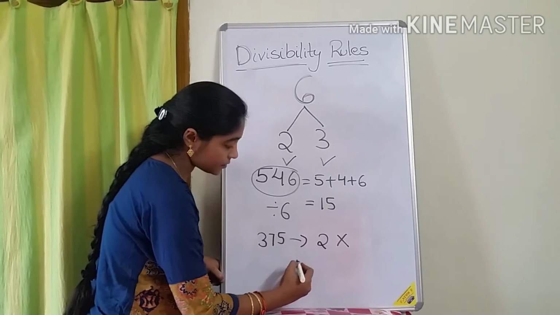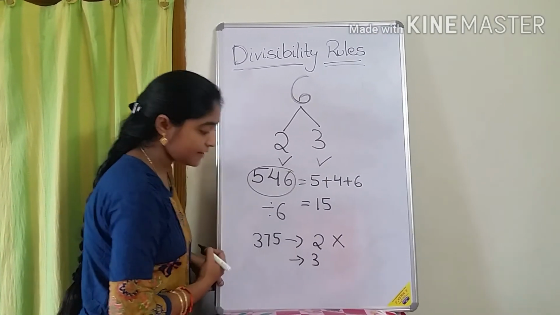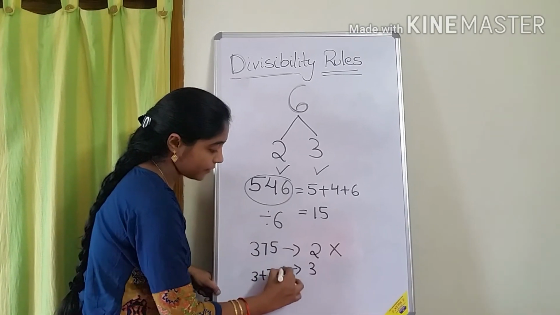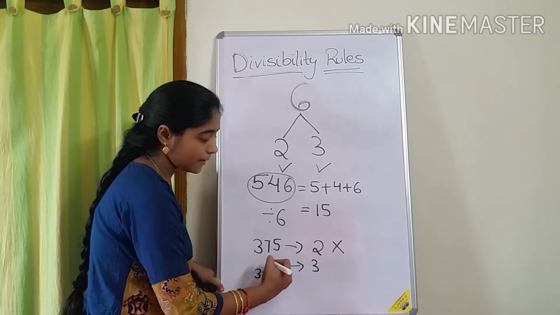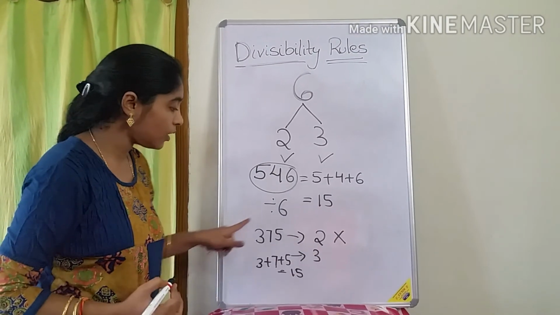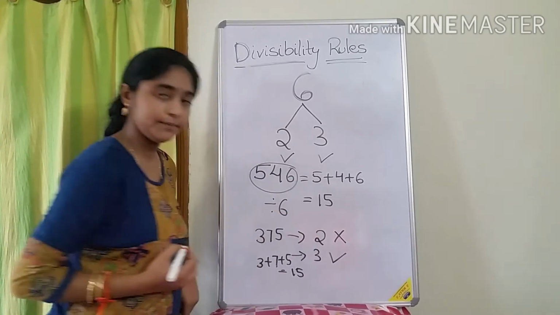Next, check for 3. The divisibility rule of 3. What is the divisibility rule of 3? How to add the digits. 3 plus 7 plus 5. 3 plus 7, 10. 10 plus 5, 15. Does 15 come in the 3 table or not? Yes. So the total whole number is divisible by 3 here.